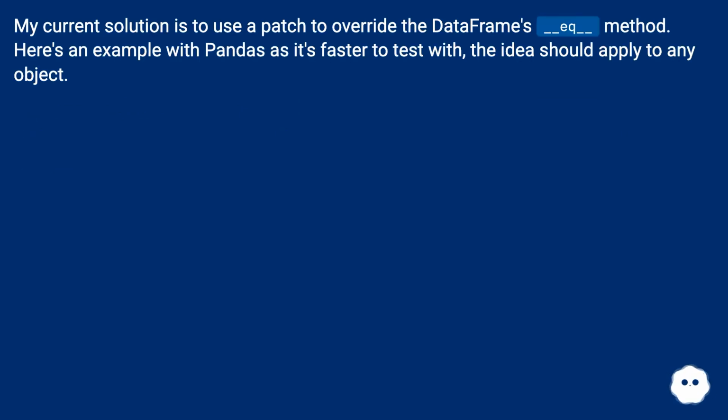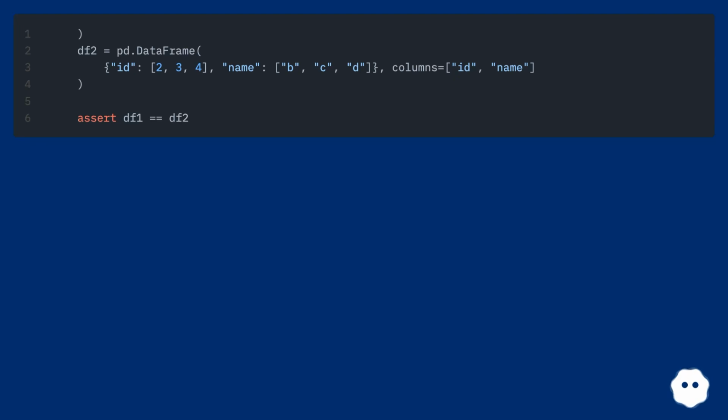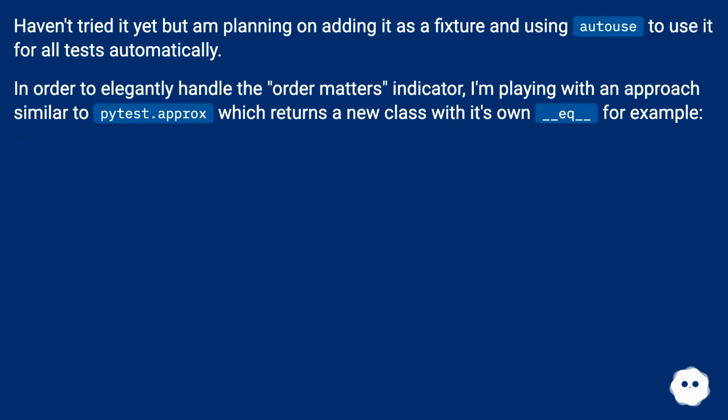My current solution is to use a patch to override the dataframe's __eq__ method. Here's an example with pandas as it's faster to test with. The idea should apply to any object. Haven't tried it yet, but am planning on adding it as a fixture and using autouse to use it for all tests automatically.